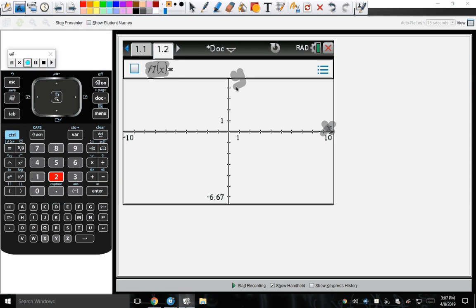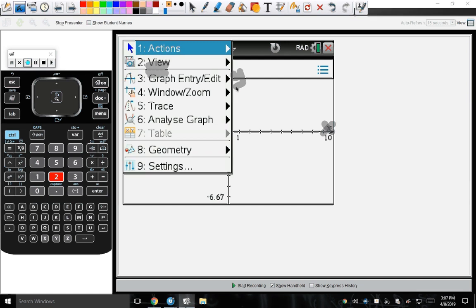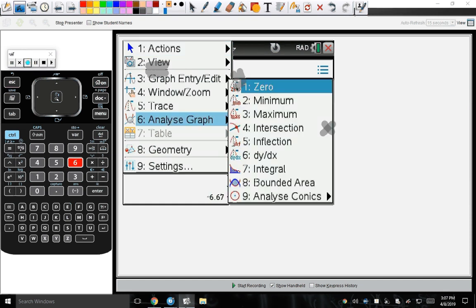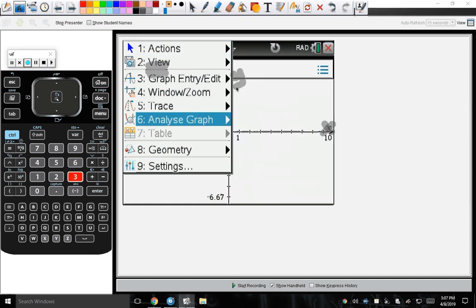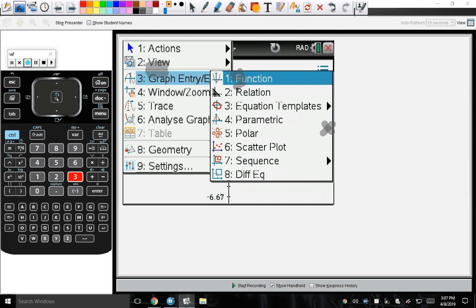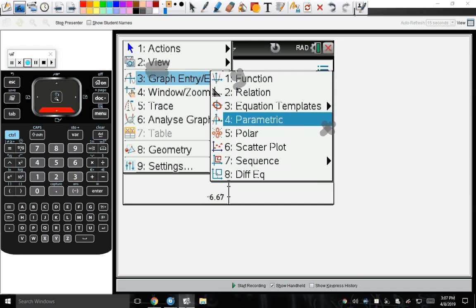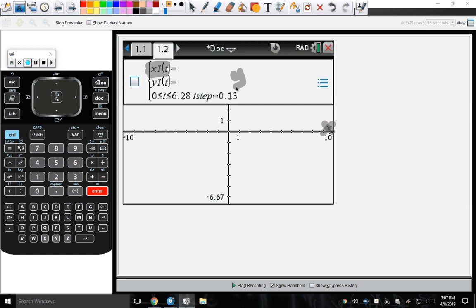It means this is x and this is y, or f of x. What we want is a parametric function. And watch. We're going to press menu. We're going to press, I believe it is analyze graph. No, not analyze graph, my bad. 3, graph entry. The graph entry is going to be parametric, so we're going to go to 4. And notice how they change to parametric functions. Okay? So now I have an x and a y location depending upon the parameter that we've been talking about, of time.